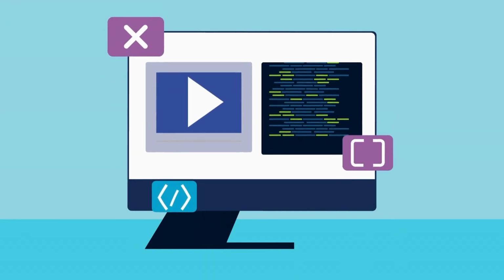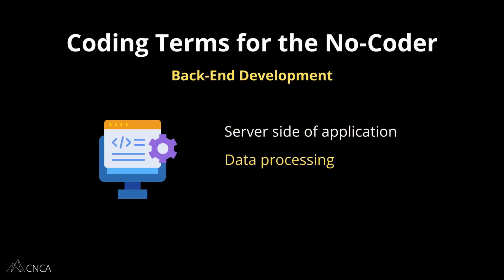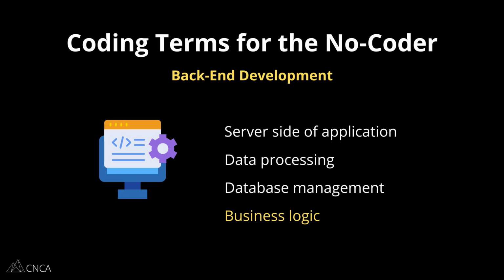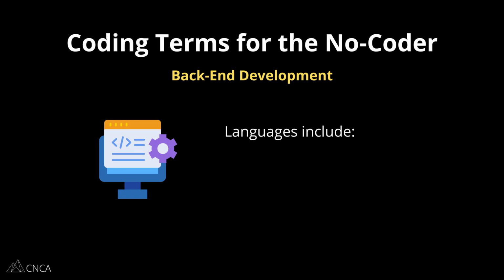Back-end development, on the other hand, handles the server side of the app. It's responsible for processing data, managing databases, and running the business logic that powers the app. This includes tasks like retrieving data from a database, processing user requests, and ensuring the app functions correctly behind the scenes. Back-end developers use traditional languages like Java, Python, or PHP to build these functionalities.